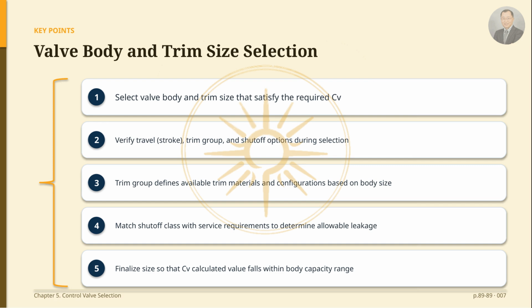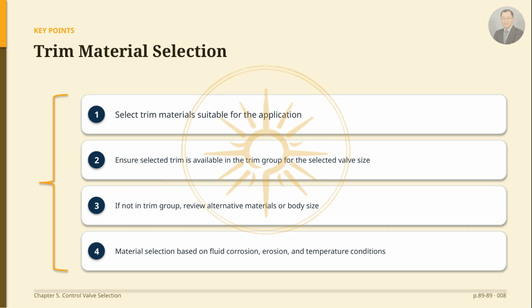Since the trim group limits the available trim materials and configurations for each body size, whether the desired material is within that group will be reviewed again in the next step. The shutoff class determines the allowable leakage when the valve is closed, so it must be matched to the isolation requirements of the process. Following this, I would like to introduce the selection of trim materials.